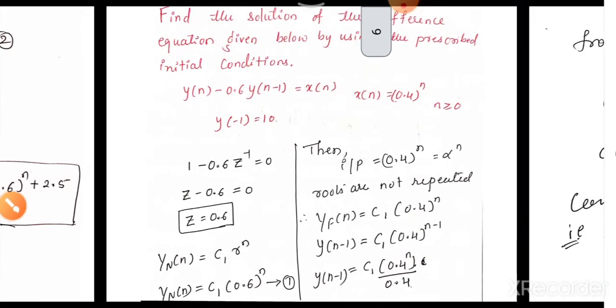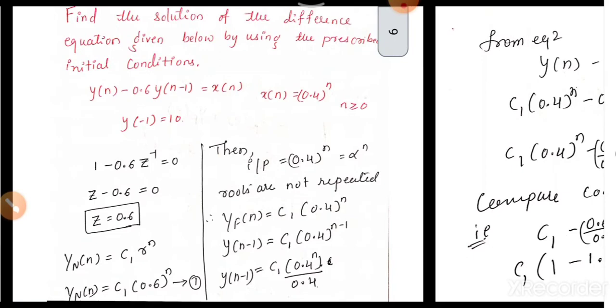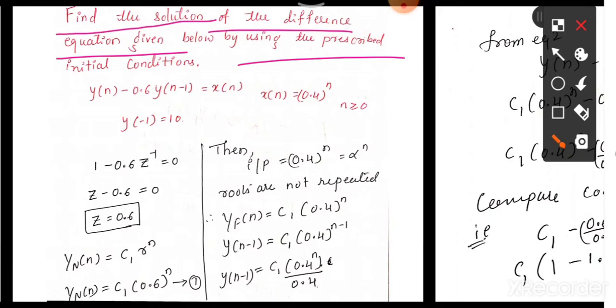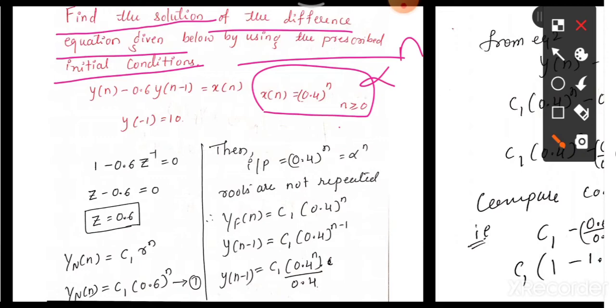Okay. Similarly, we'll see one more numerical, so we'll easily deal with this. They have asked to find the solution of a difference equation given below by using prescribed initial conditions. y of n minus 0.6 y of n minus 1 is equal to x of n. That x of n is the input. They have mentioned x of n is equal to 0.4 raised to n, that is alpha raised to n. Remember, n is greater than or equal to 0.